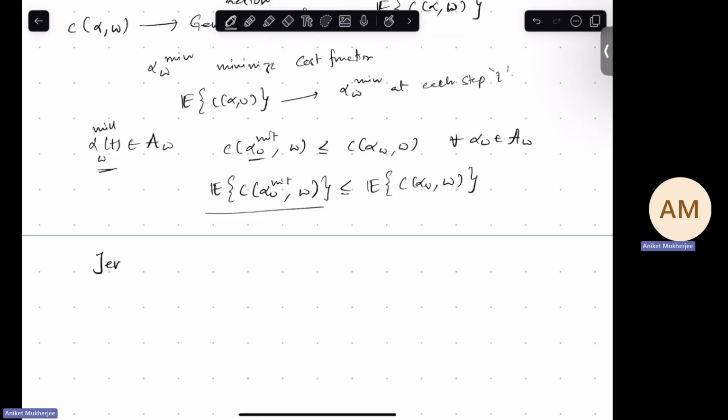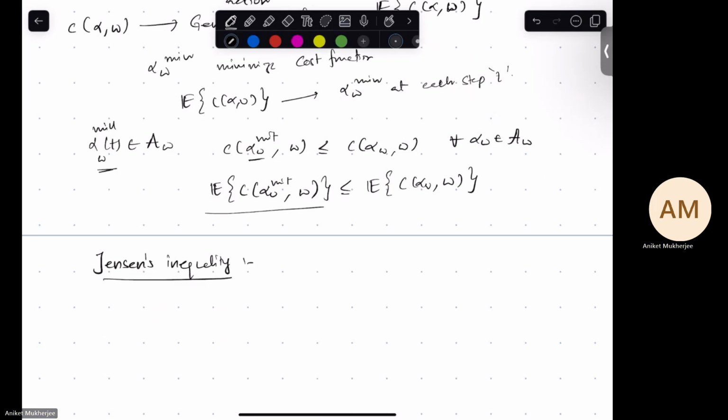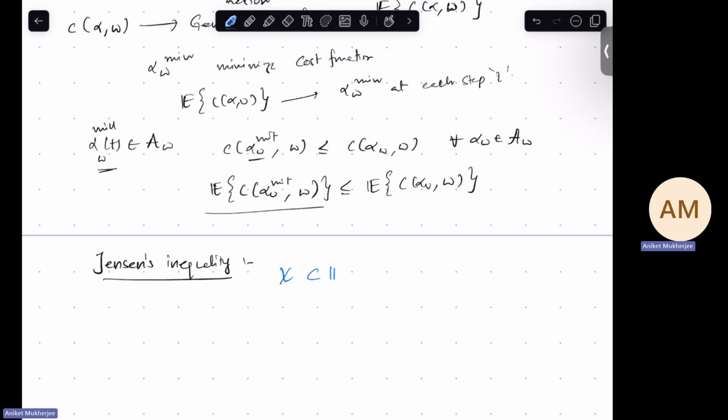The next is Jensen's inequality. Jensen's inequality is basically the inequality over a convex set X, which is a subset of R^n or R, or it could be the full space, and a convex function f(x). So f(x) is a convex function, and X is the convex set.